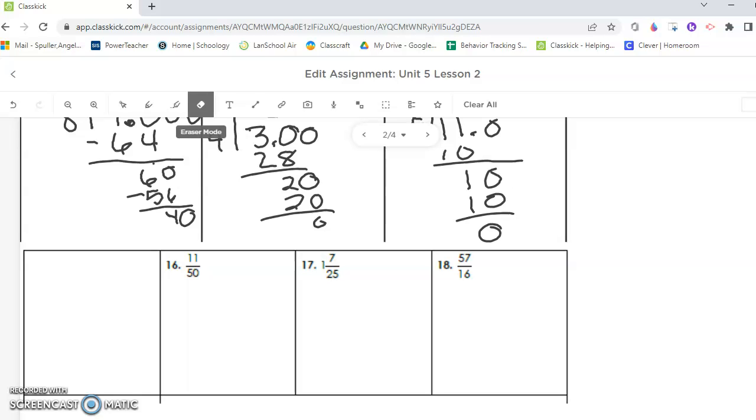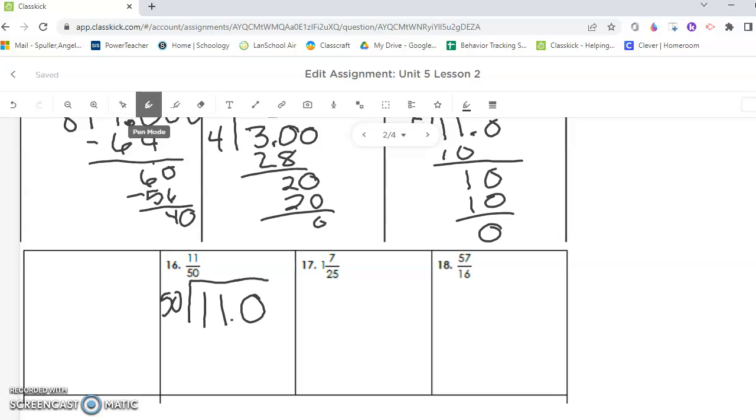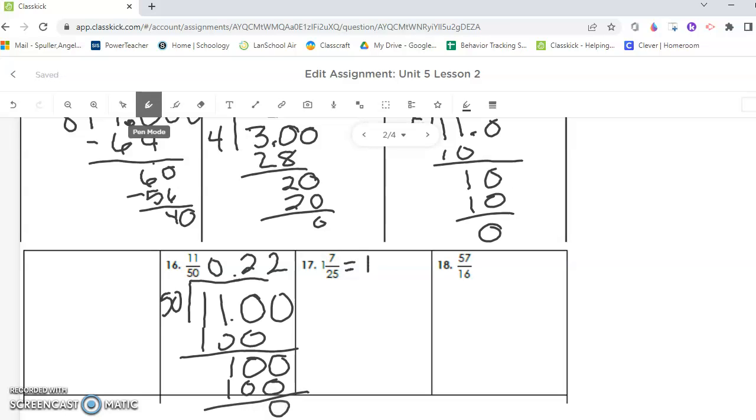All right. So let's look here. 11 divided by 50. Well, I know 50 won't go into 11, but it can go into 110 2 times. That's going to get me 100. Maybe 10 left over, add another 0. Can go in there 2 more times, get me 100. And I got 0. Good job.